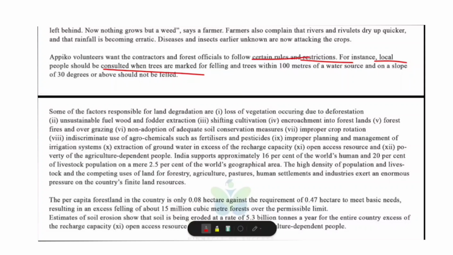Trees within 100 meters of a water source or on a slope of 30 degrees or more should not be cut. What are those rules? First rule was local people must be consulted before felling trees. Then trees within 100 meters of a water source or on a slope of 30 degrees or more should not be cut. Now, why is land degrading in India?